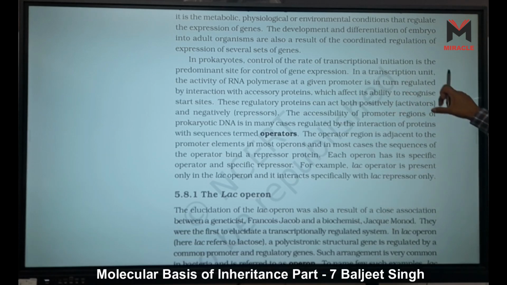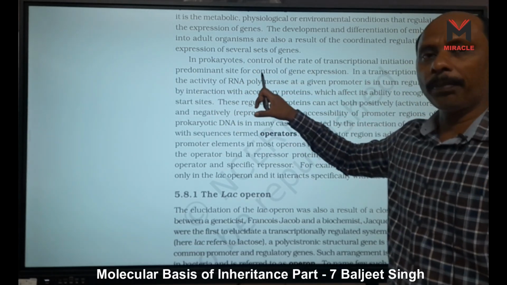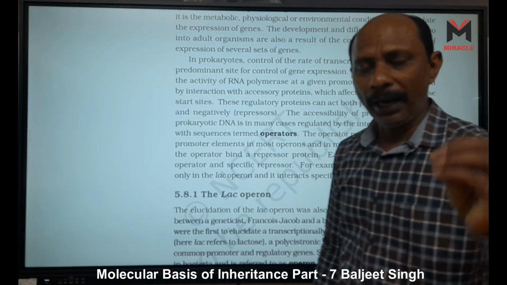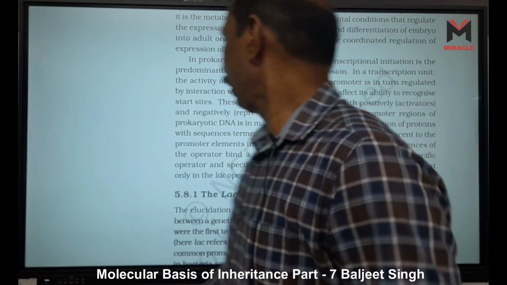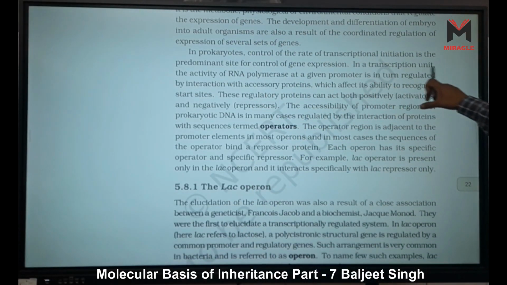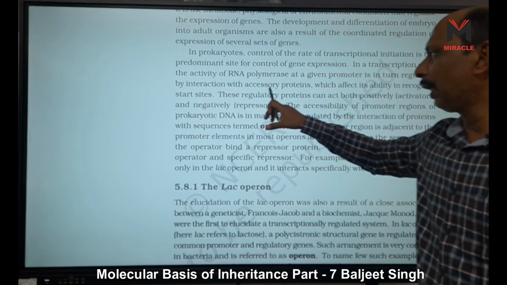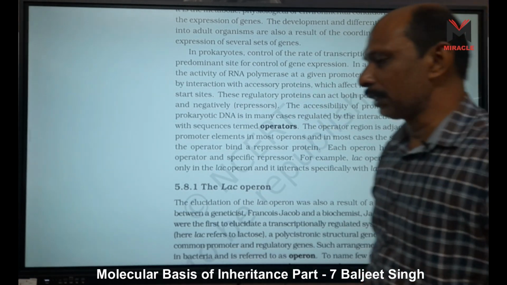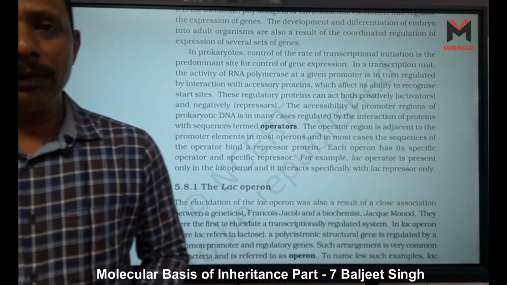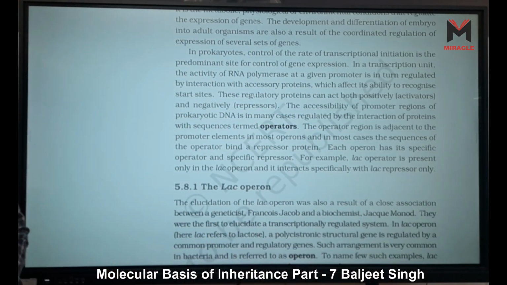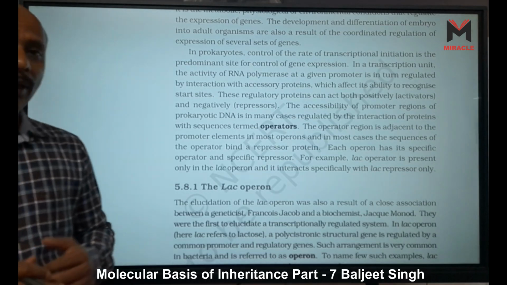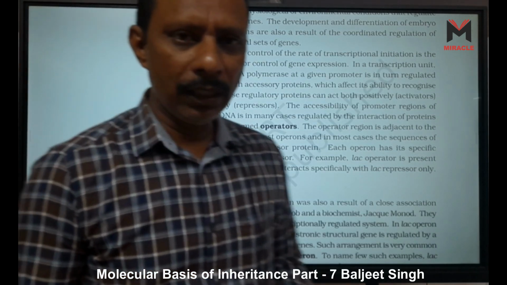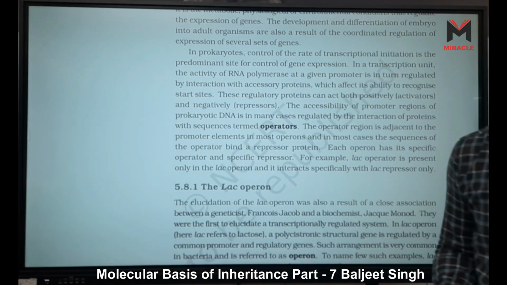In the transcription unit, the activity of RNA polymerase at a given promoter, because RNA polymerase binds through the promoter only, is in turn regulated by interaction with accessory proteins. Here regulatory genes are involved; they form either an initiator or an inhibitor. If it is an inhibitor, gene expression will stop.